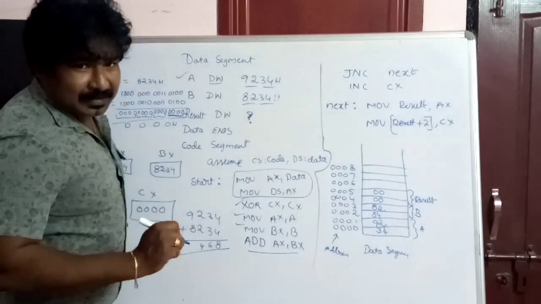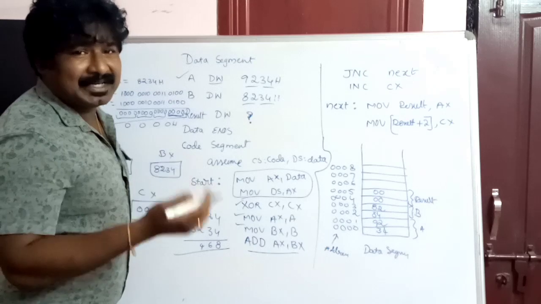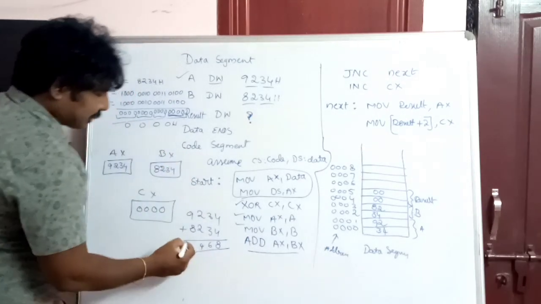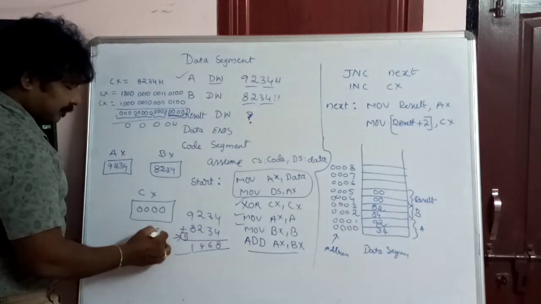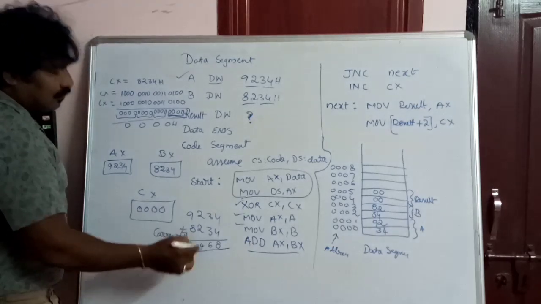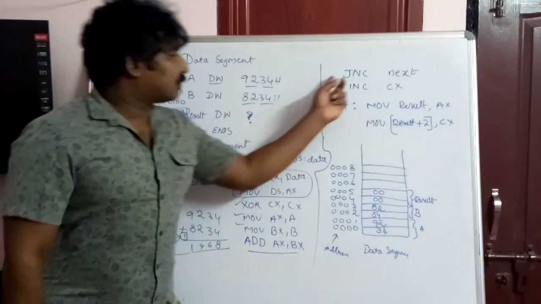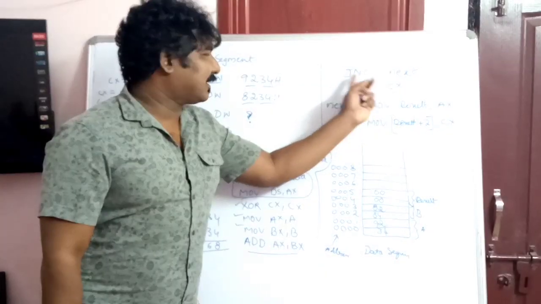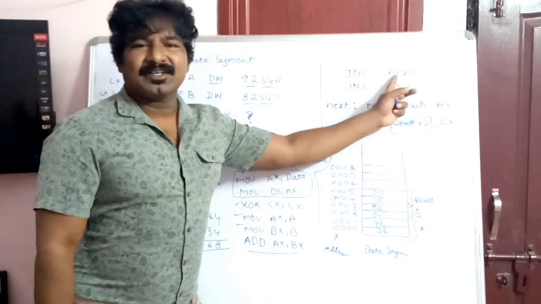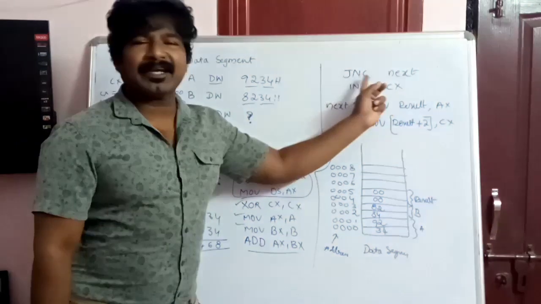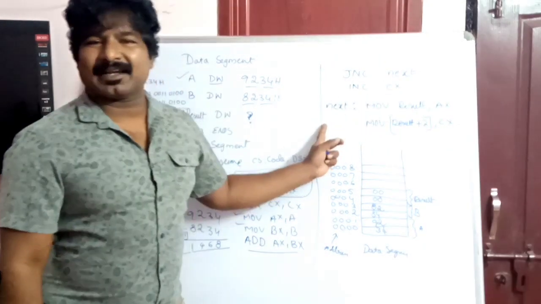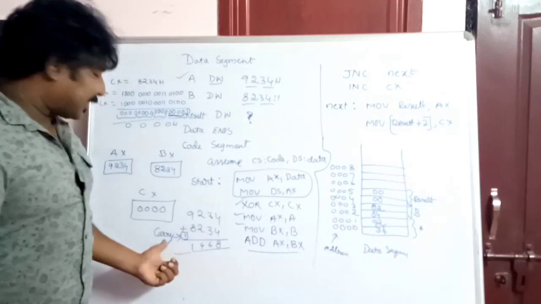In hexadecimal, what is the equivalent of 17? That is 11. So my sum is 1 and carry is 1. So in this case I have got a carry. Coming to this particular statement, JNC next: jump if no carry to next. That means if the carry flag is not set, I'll go to this label directly. But here I have got a carry.